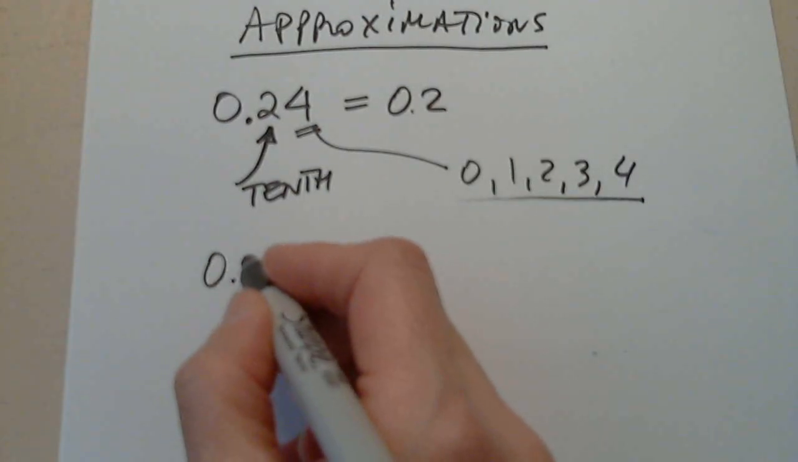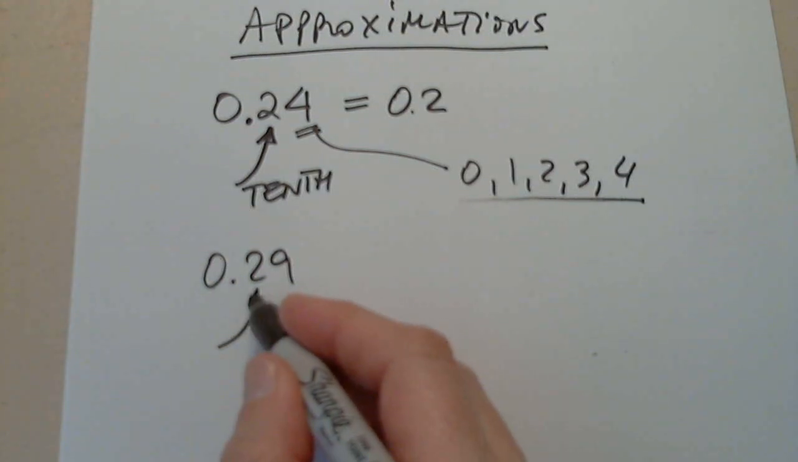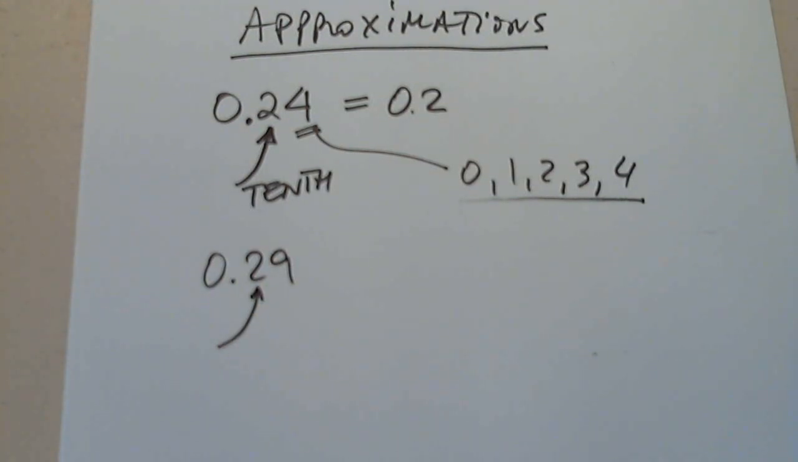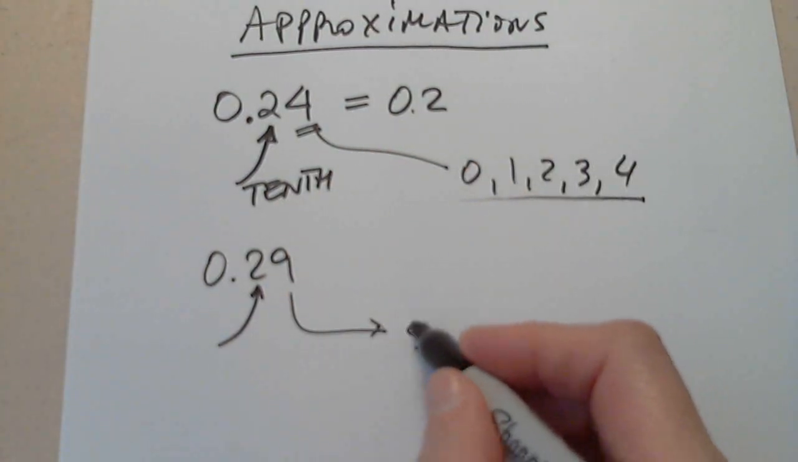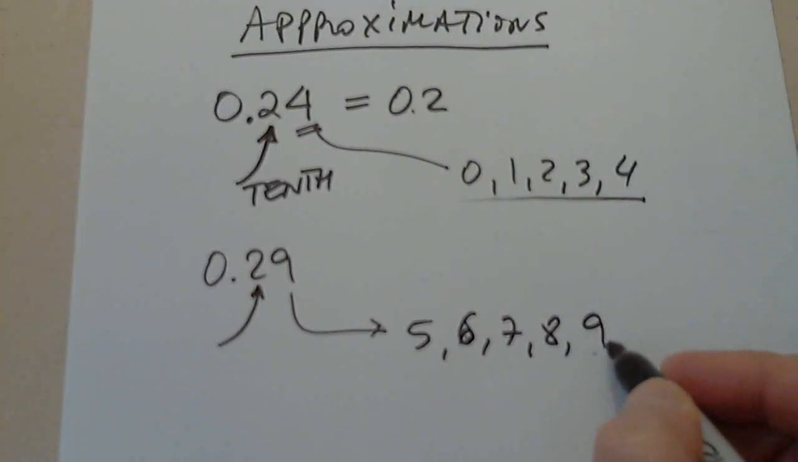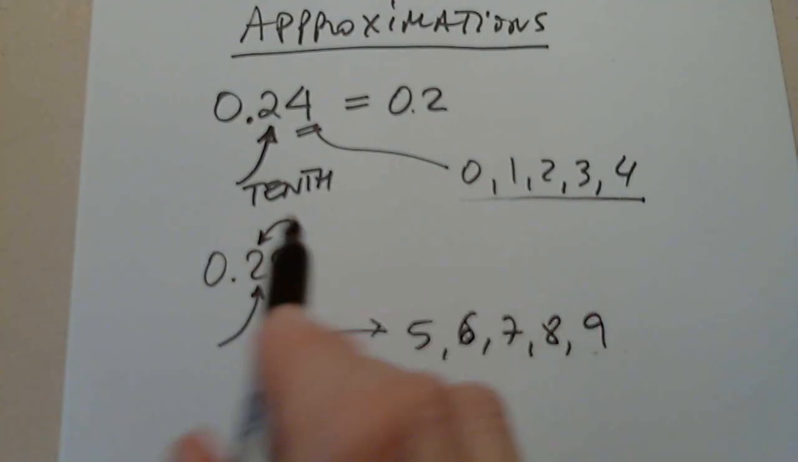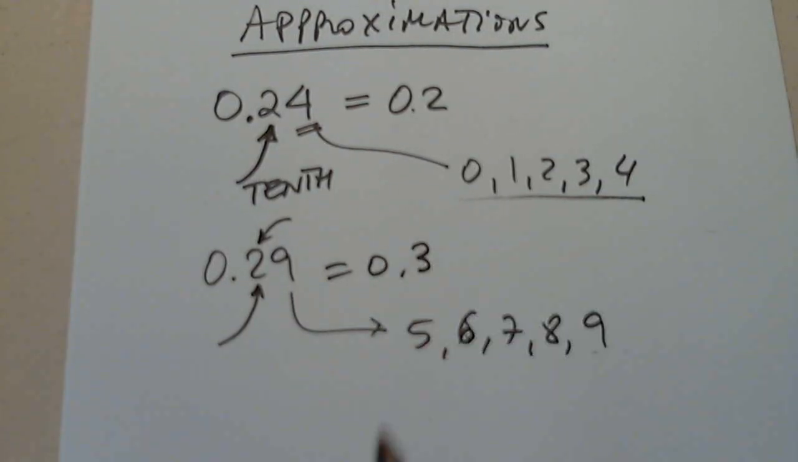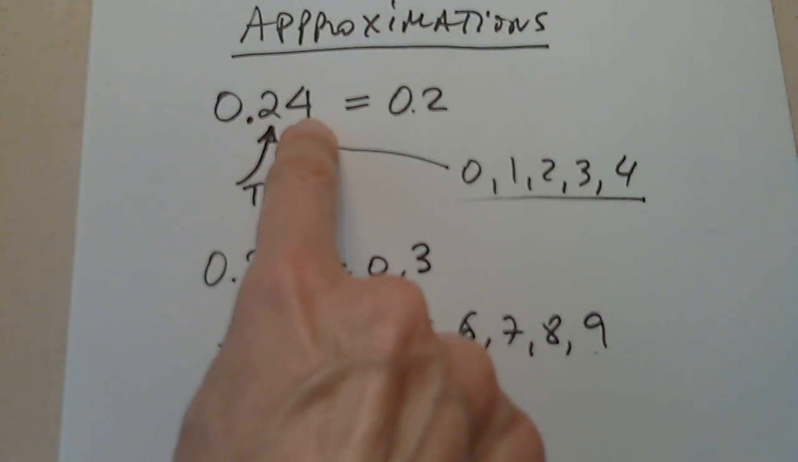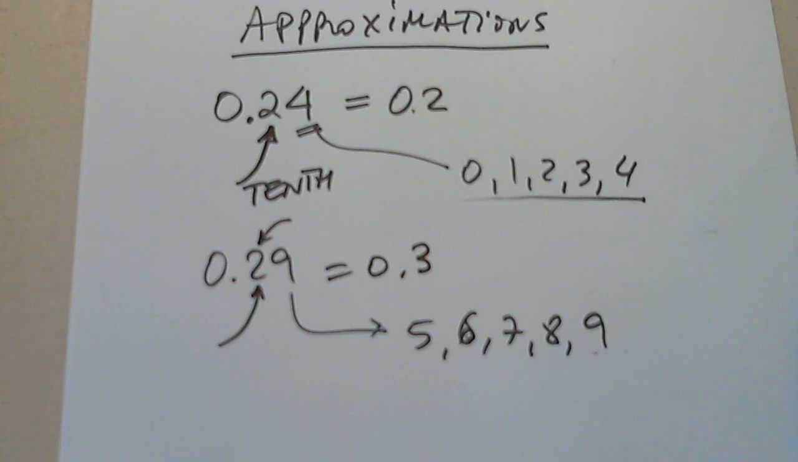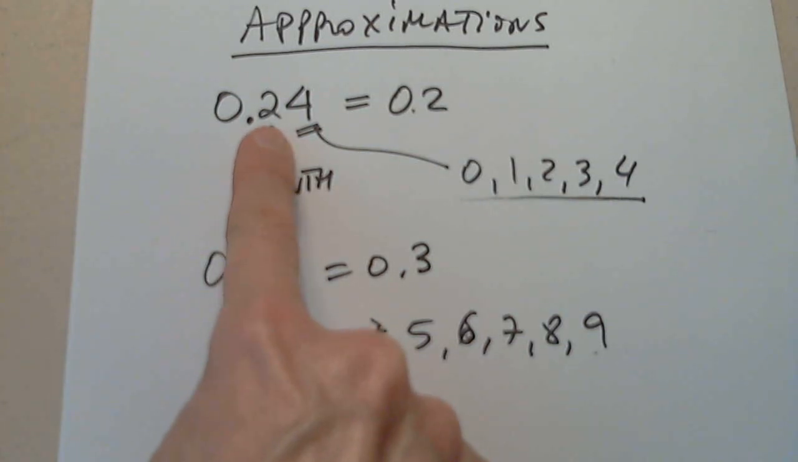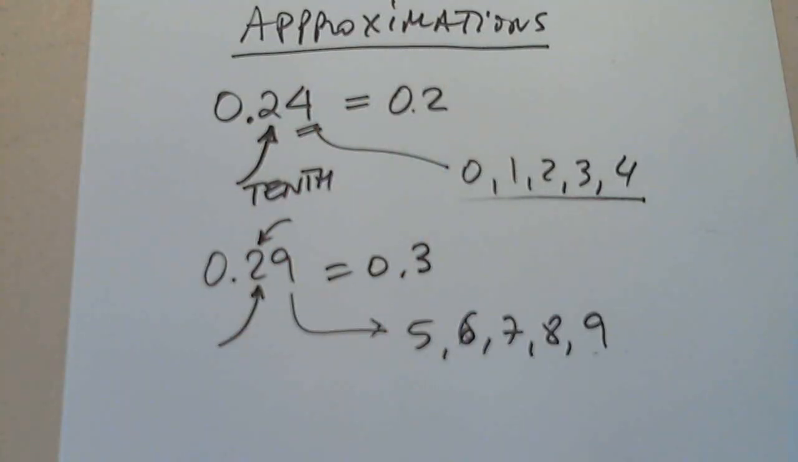But if I have 0.29, and I'm asked the same question to approximate to the nearest tenth, because this is a 9, and this is 5, 6, 7, 8, or 9, then I will have to increase the tenth digit and write this as 0.3. And it's the same thing for any other situation. If I'm asked to approximate to the nearest hundredth, or to the nearest thousandth, that means the first digit, the tenth, the second digit, the third digit, and so on and so forth.